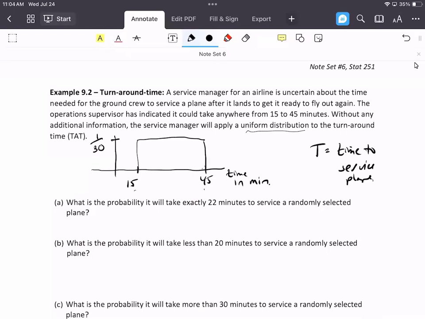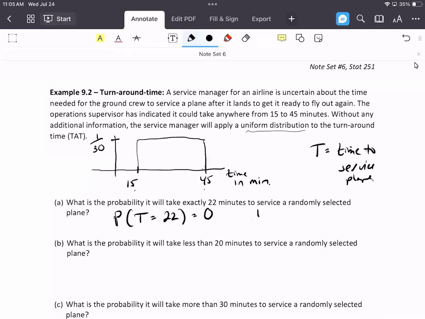Okay. Probability that t is exactly 22. Hopefully you think, well, it's exactly 22, it has to be 0. So what if you struggle with that, you're just like, I don't see it. Remember that area under the curve is going to be the probability. So let's find that area.